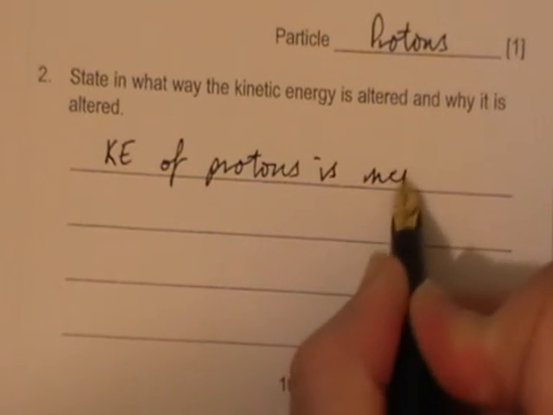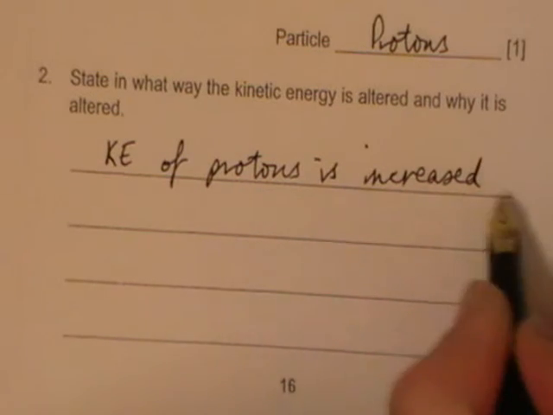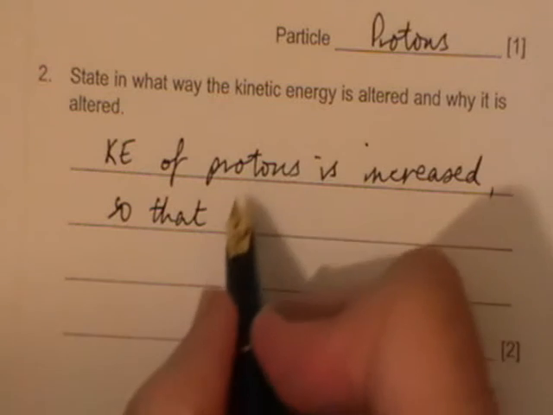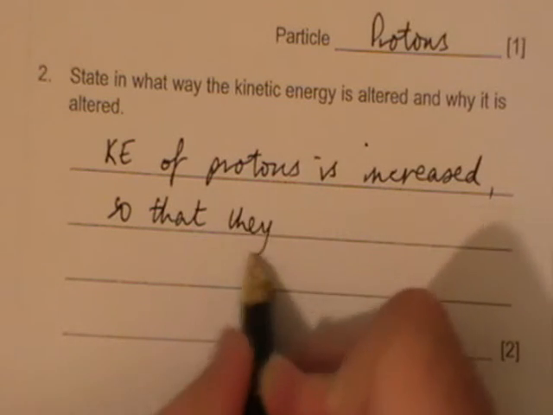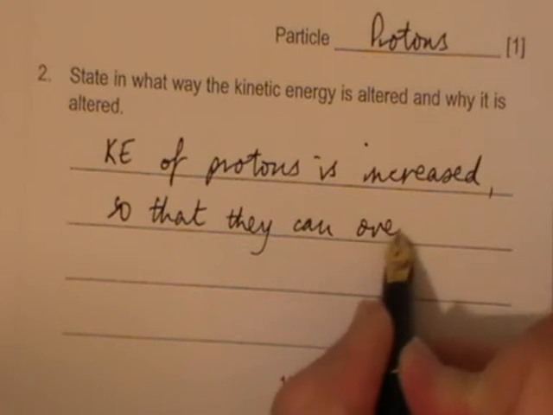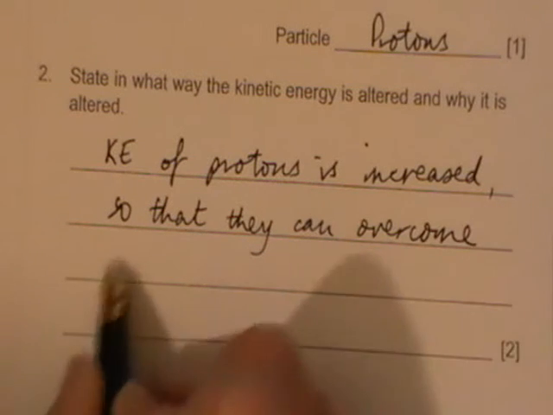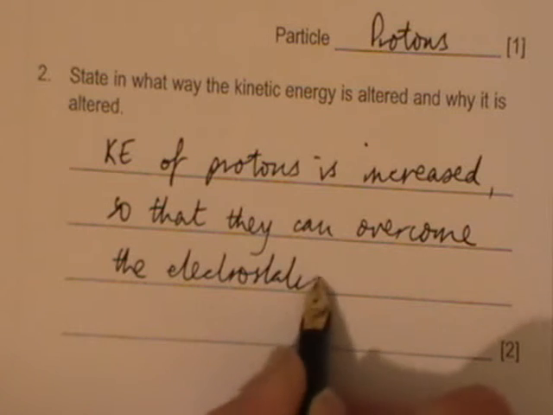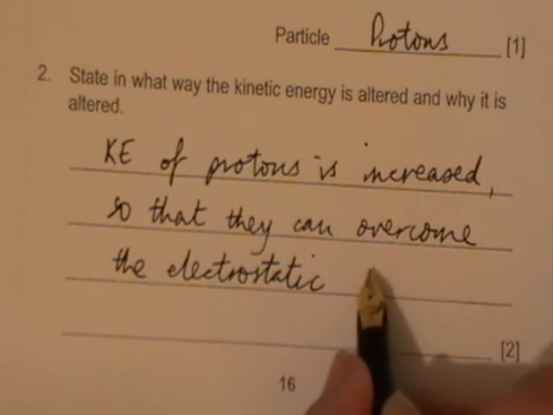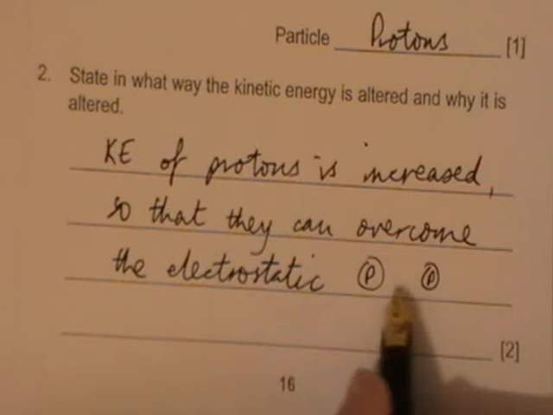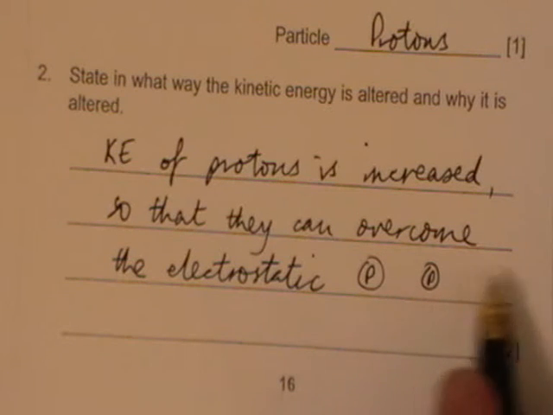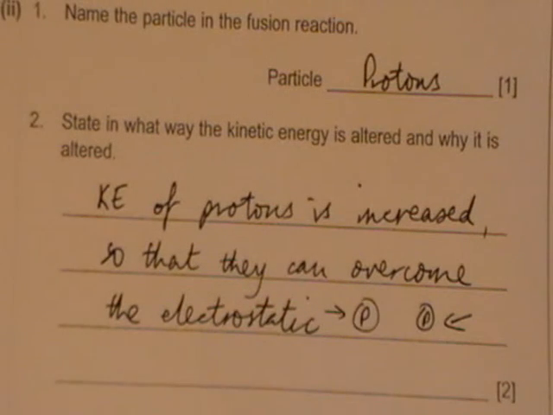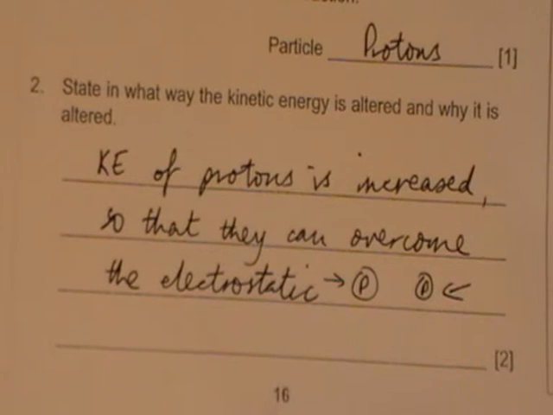And why? That's so that they can overcome the electrostatic repulsion. And remember, you need these two to come together, so you need this proton and this proton. Okay, they would normally repel each other, but you need to give them enough kinetic energy so that they overcome that electrostatic repulsion and therefore fuse together.